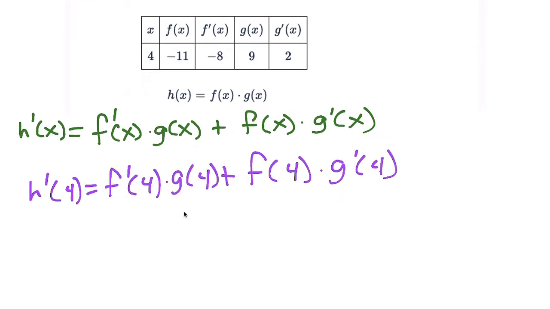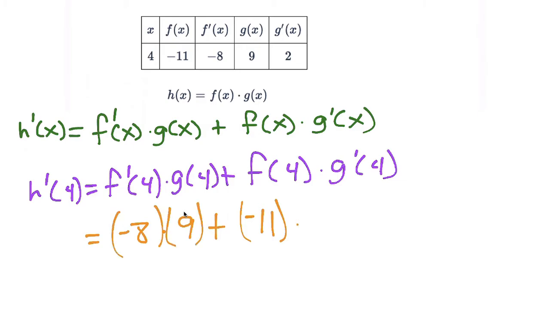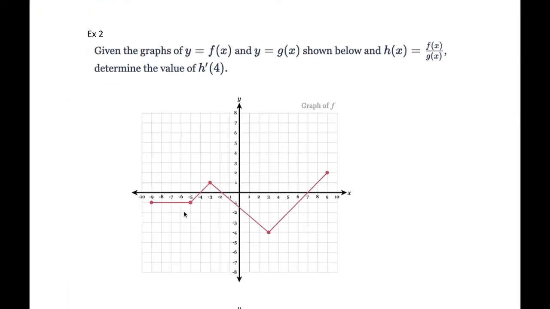So all we're doing is just plugging values into this. F prime of 4 is -8. G of 4 is 9. F of 4 is -11. And g prime of 4 is 2. And I'll let you finish the arithmetic with that. Okay, moving on. The quotient rule.